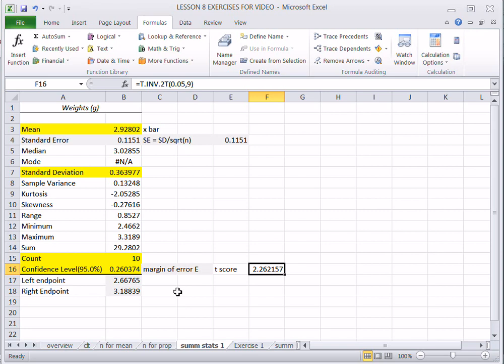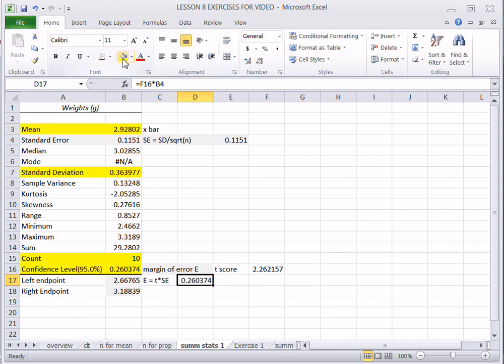Now, the margin of error is defined as the t-score times the standard error. So here we have our t-score, which is the number of standard deviations from the mean, and the standard deviation for a sampling distribution of means is the standard error. So we're going to multiply that by the standard error, and look at that. There's that 0.260374. So that is how Excel computes the margin of error.